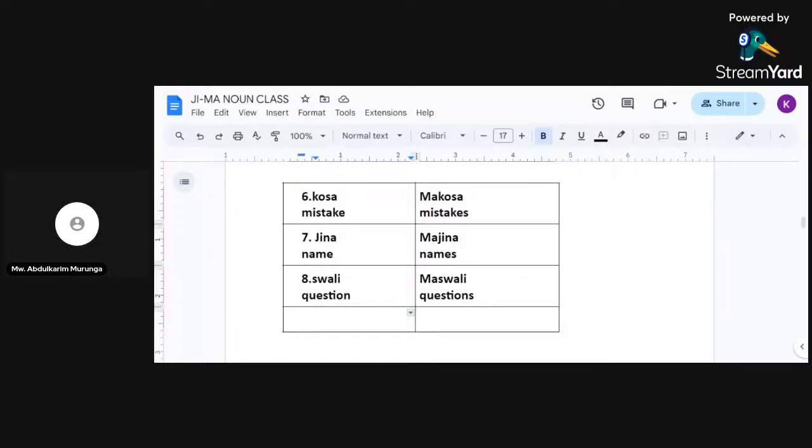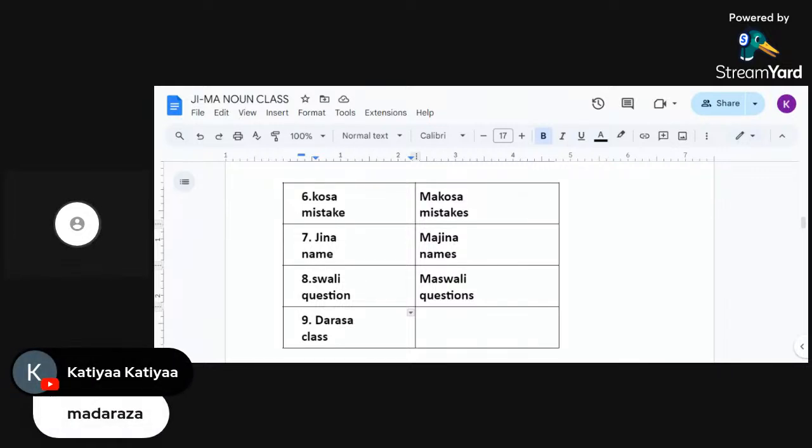Class is darasa, 9. So what do we say? Classes. How do we say classes in Swahili? Just write in the comment section. Madarasa, ndiyo, vizuri sana. Madarasa, classes.